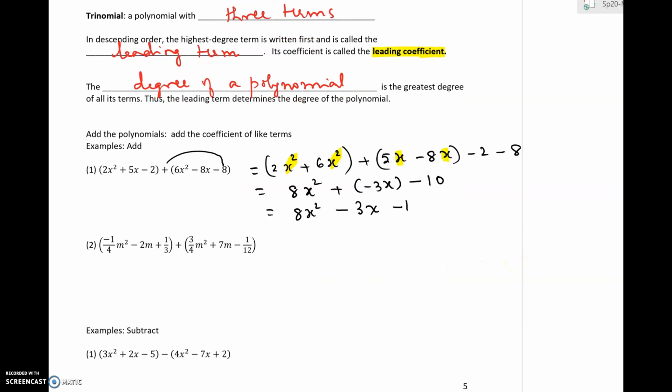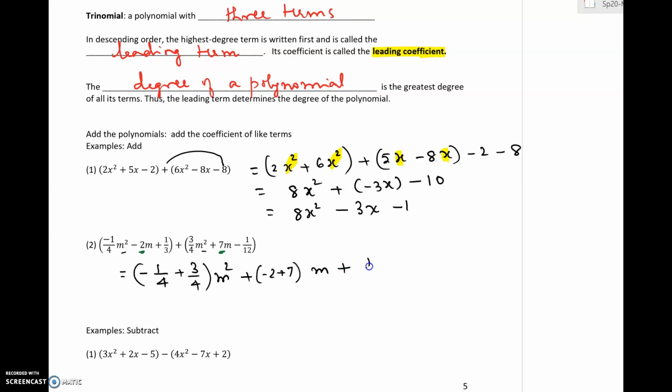Let's try one with fractions. Negative 1/4 m squared minus 2m plus 1/3 plus 3/4 m squared plus 7m minus 1/12. We are going to combine the like terms here. So you have m squared. So we'll combine the coefficients: negative 1/4, which is the coefficient of m squared in the first, and we are going to add that with the coefficient of m squared in the second. Then we are going to take the m terms, which has negative 2 in the first one, positive 7 in the second one. So negative 2, positive 7, m.